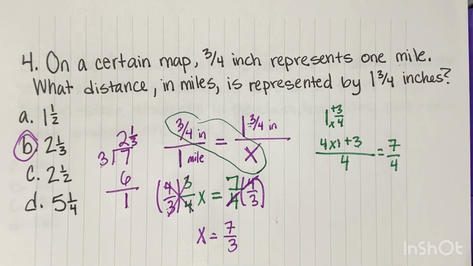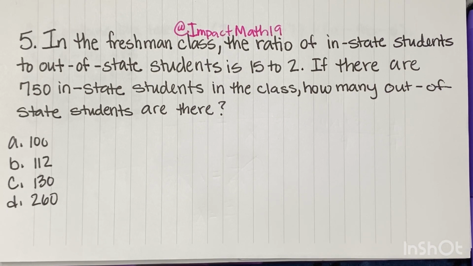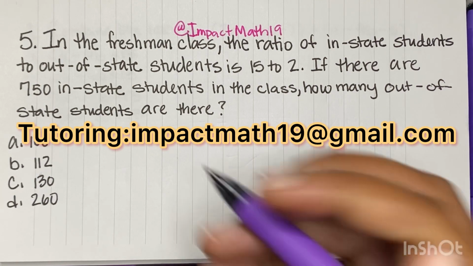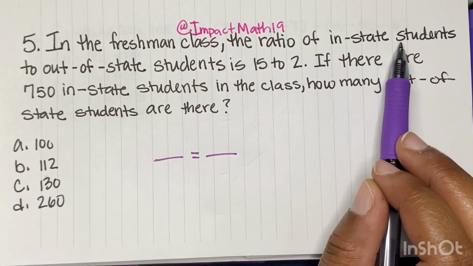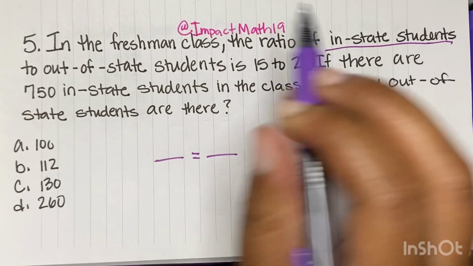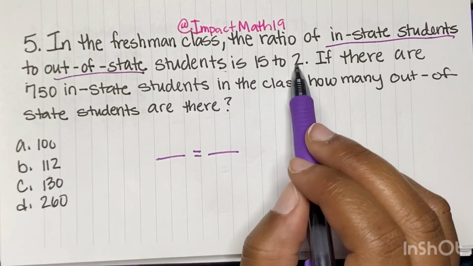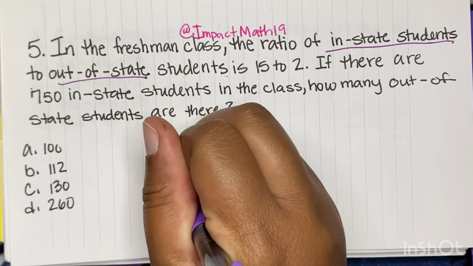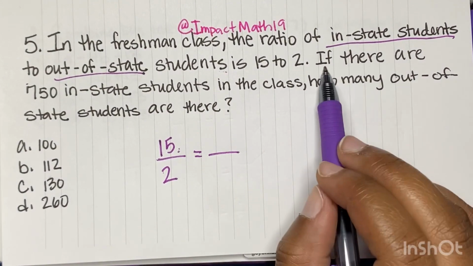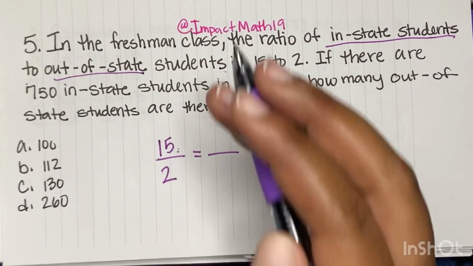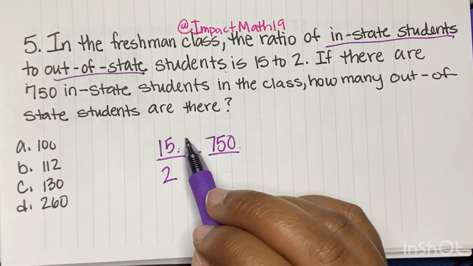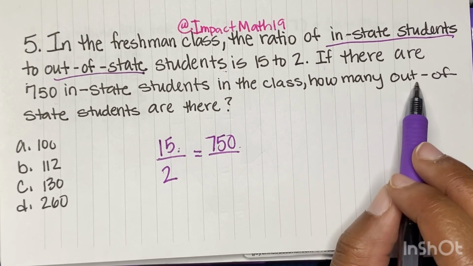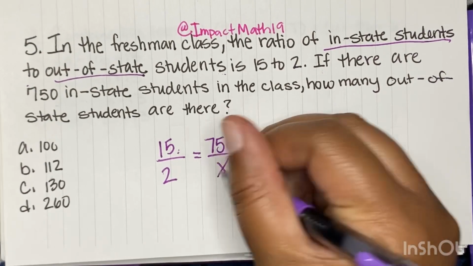All righty, let's go to 5. In the freshman class, the ratio, okay, remember when you hear that word ratio, think of a fraction, okay? So I'm going to set up something like this. The ratio of in-state students to out-of-state students is 15:2. So 15:2, and I'm doing in-state on top. If there are 750 in-state students, so 750 is going on top because I put the in-state on top, which was the 15. How many out-of-state students are there? Well, we don't know, so we put an X.